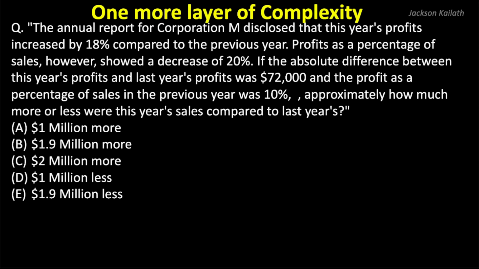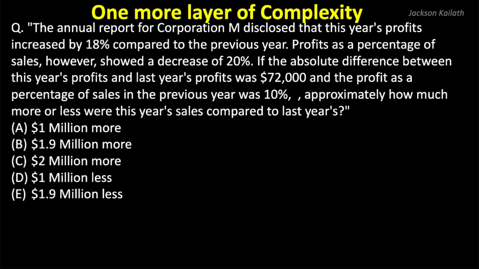Alright, we are back. I hope you have given it a try. Now let's read this question. The annual report for Corporation M disclosed that this year's profits increased by 18% compared to the previous year. Profits as a percentage of sales, however, showed a decrease of 20%. If the absolute difference between this year's profits and last year's profits was $72,000 and the profit as a percentage of sales in the previous year was 10%, approximately how much more or less were this year's sales compared to last year's? Alright, so that's the question.